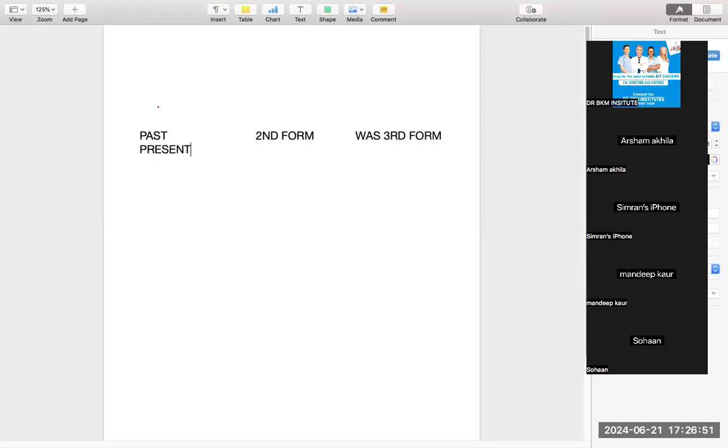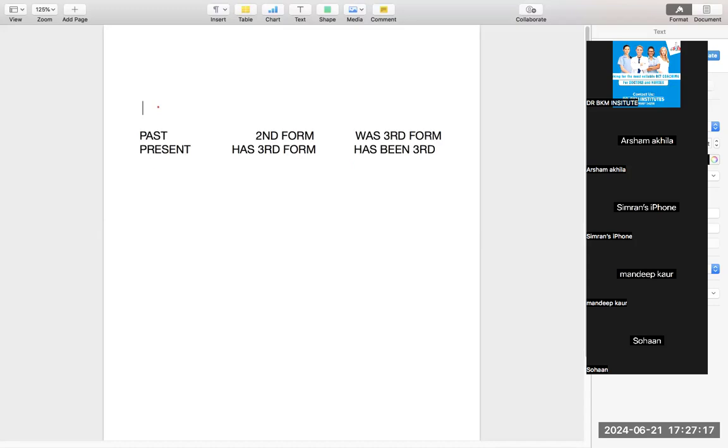Present, has plus third form, and passive has been third form. This is the only grammar. Many of you will say, sir, I have studied from Punjabi medium, again, different regions, but it does not matter if you can do this small thing in your final exam.